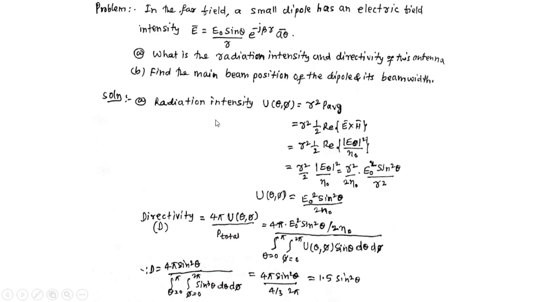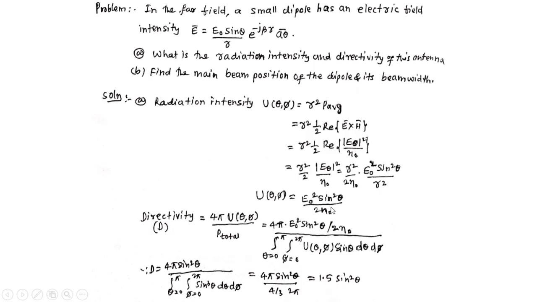So we know that radiation intensity U theta phi is equal to R square P average. Therefore, R square into 1 by 2 real part of E bar cross H bar gives R square into 1 by 2 real part of E theta square by eta naught. This is equal to R square by 2 eta naught into E naught square sin square theta divided by R square. If we simplify, we get U theta phi equal to E naught square sin square theta, whole divided by 2 eta naught.